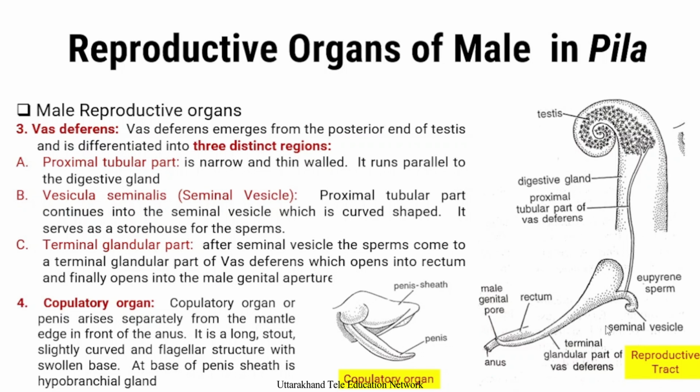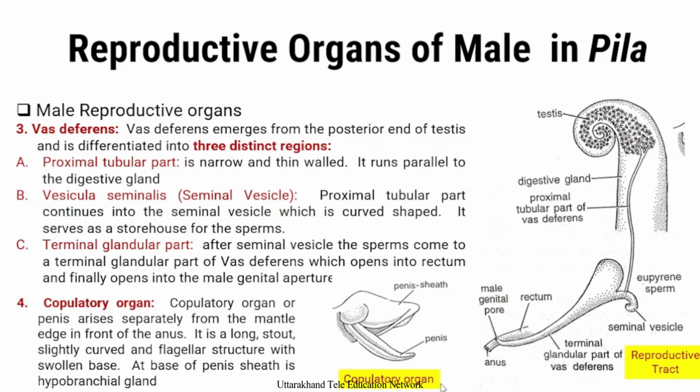Another one is the seminal vesicle or vesicula seminalis. The proximal tubular part continues into the seminal vesicle, which is curved, and it serves as a storehouse for the sperms. So just remember where sperms are stored. Then the terminal glandular part. After the seminal vesicle, the sperms come to the terminal glandular part of the vas deferens, which opens into the rectum and finally opens into the male genital aperture.